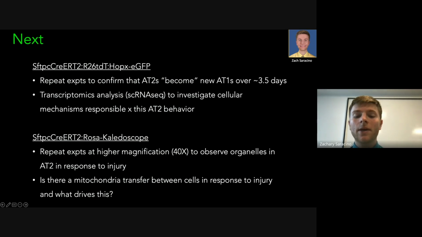And so I also want to make note that with the way that I would confirm this, in addition to the transcriptomics analysis, is generating more of the displacement, surface area, sphericity, cell number versus time plots of the AT1 and AT2 cells. And then the second part of this is obviously looking more in depth at that ROSA kaleidoscope line. I want to repeat experiments at a higher magnification. Approximately our 40x objective would be better, I think, to observe the organelles in greater detail. And then also answer this question that we've been pondering: is there a mitochondria transfer between cells in response to injury? And what drives this? Next slide, please.